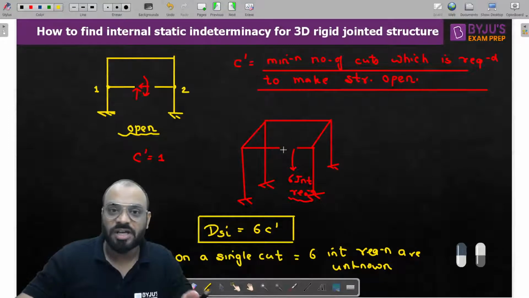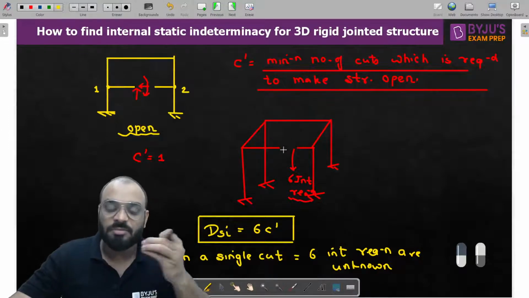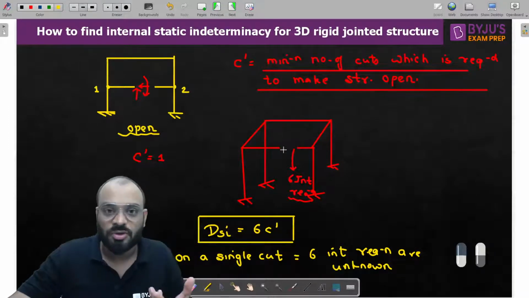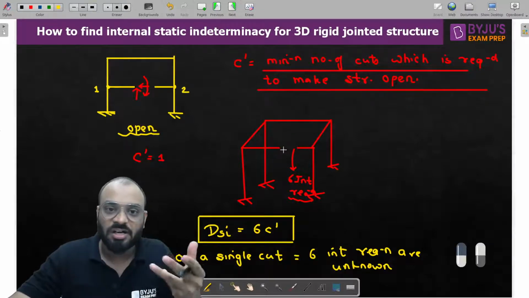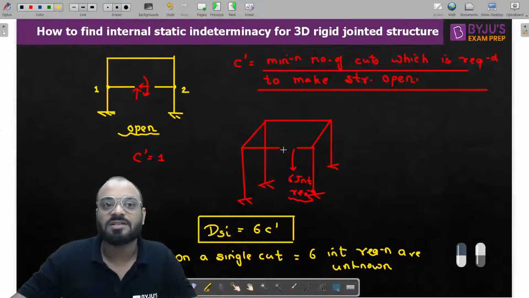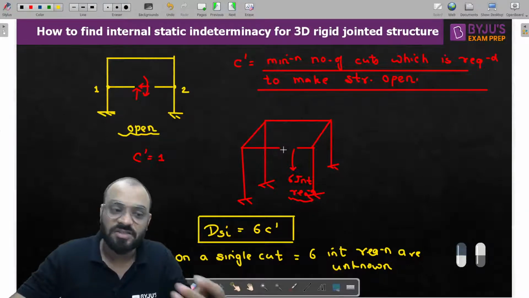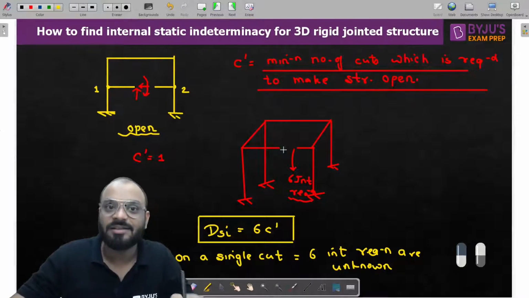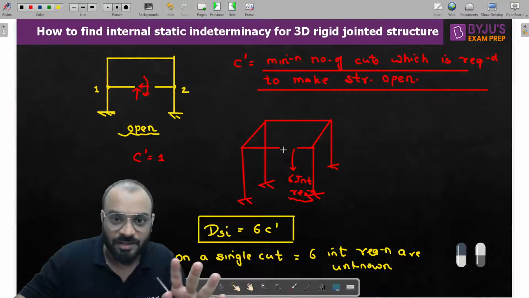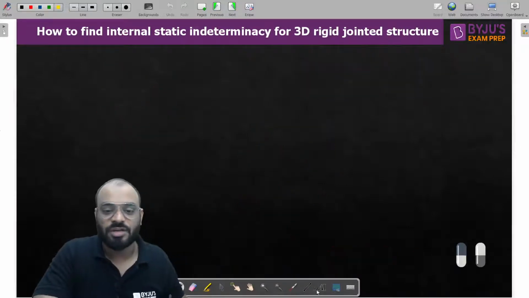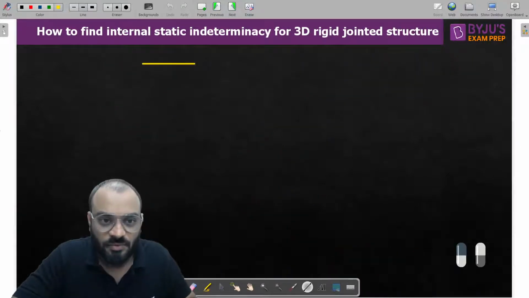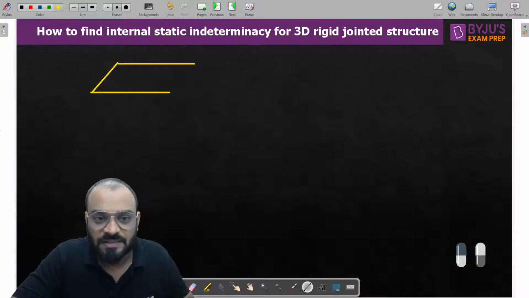So guys, you need to understand what is the minimum number of reactions which I should remove from the structure, or I should cut in the structure, so that the structure will become internally determinate. So you will get your answer, which is nothing but the DSI value, your static internal indeterminacy, that is 6C dash in this particular case. Understood? Let's take some examples so that you can understand it quickly. Let us suppose, guys, this is our 3D rigid jointed structure.